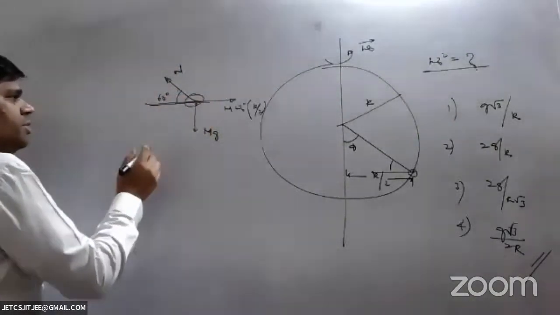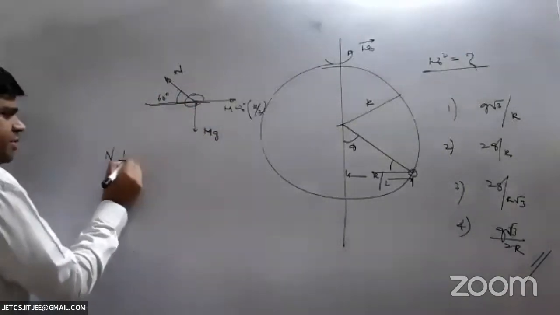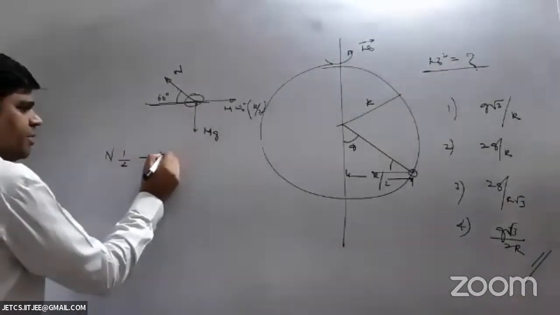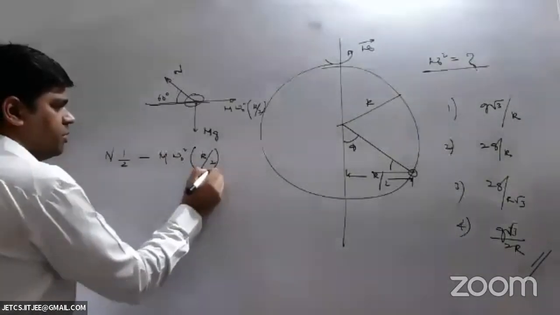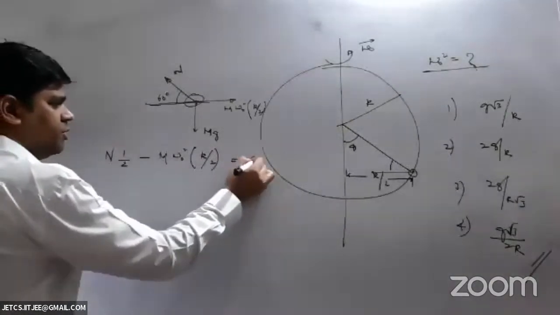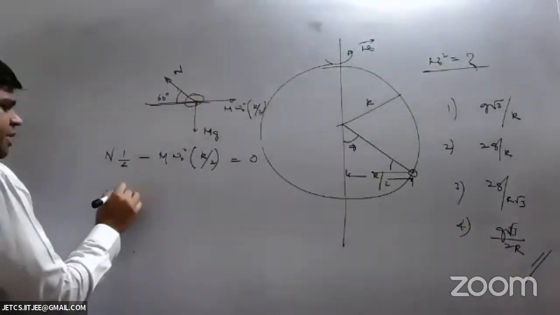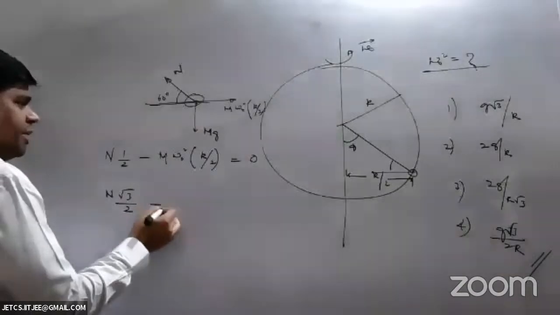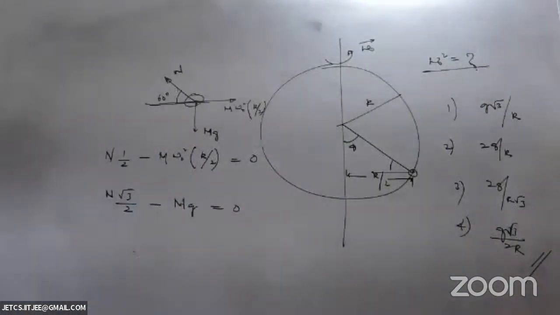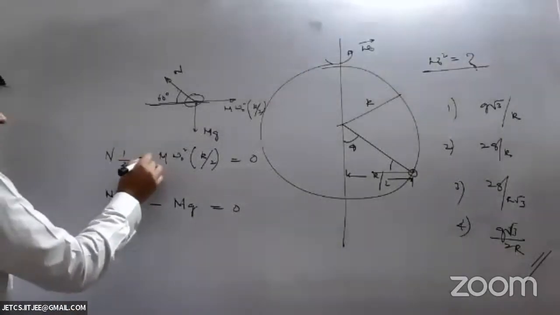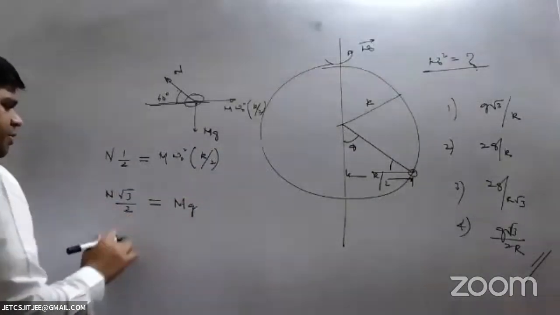So now what do I do? N cos 60 minus m omega square r by 2 equal to 0. N cos 60, which is N into 1 by 2, minus m omega square r by 2 equal to 0. Now I take the vertical component of N. N sin 60, which is N root 3 by 2, minus mg equal to 0. I can write this as N by 2 equal to m omega square r by 2, N root 3 by 2 equal to mg.